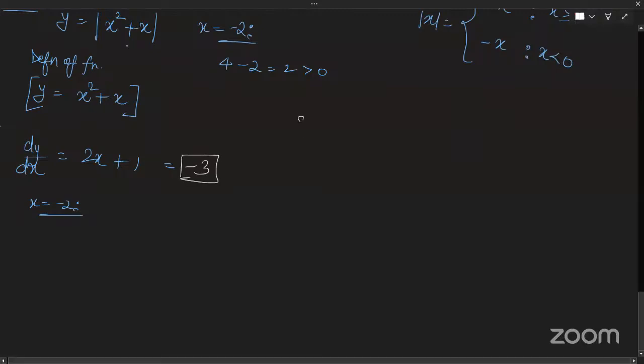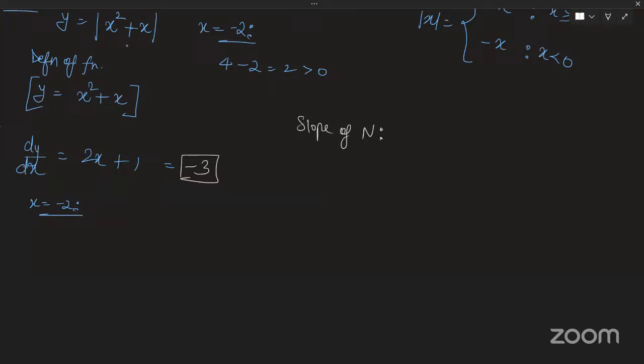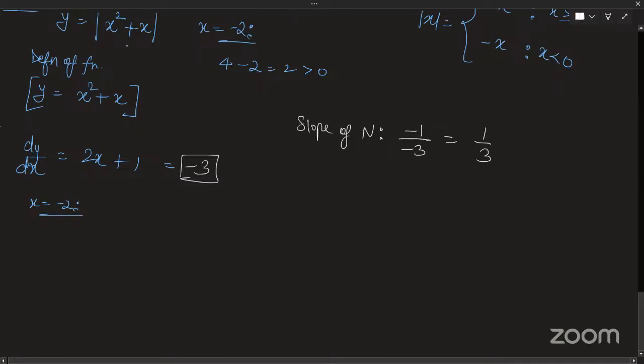So what will be the slope of normal? Minus 3. No, Vignesh, wrong. dy by dx denotes the slope of tangent. So it is minus 1 by minus 3. So it's actually 1 by 3. It is a negative reciprocal, right? So yes, slope of normal is 1 by 3.